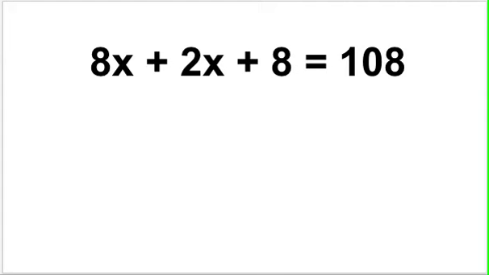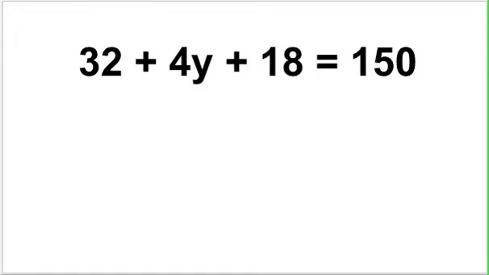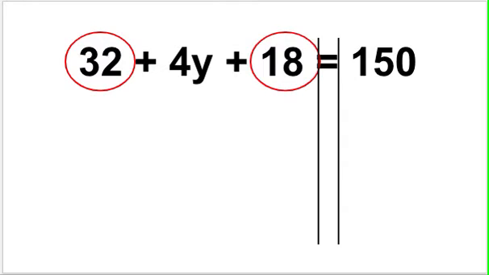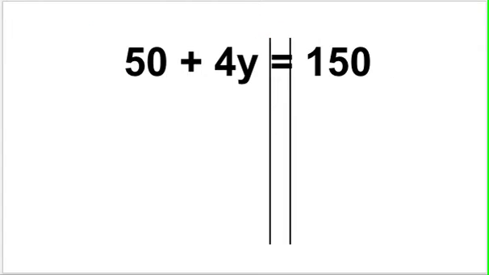Okay, let's try another one. Once again, remember you can do something called combining like terms. Here's another one here. 32 plus 4y plus 18 equals 150. Well, the 32 and the 18 do not have a variable. They are called constants. So since they don't have a variable, we can put them together. So we're going to go ahead and put that 32 and 18 together, and we get 50. Plus the 4y equals 150.